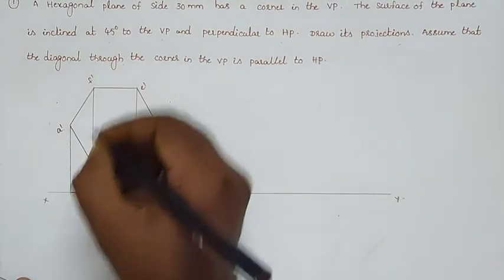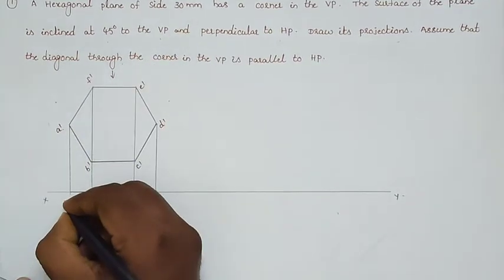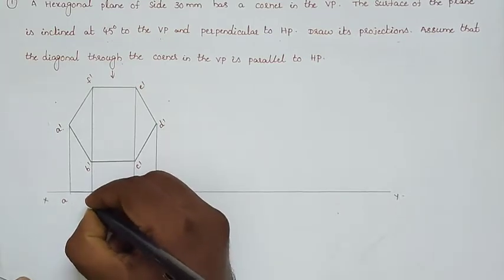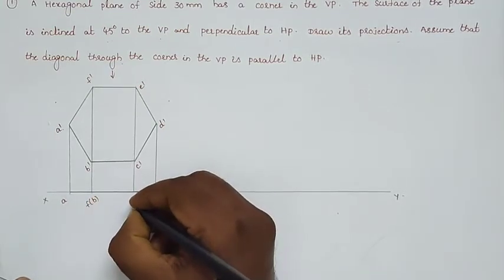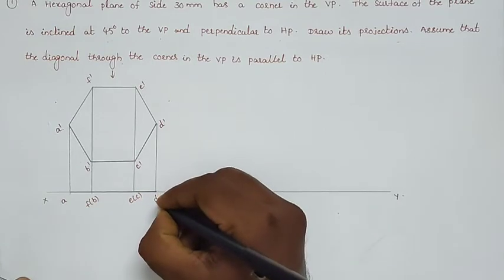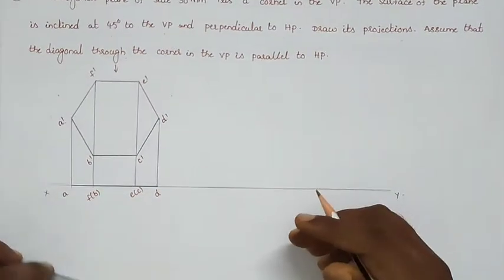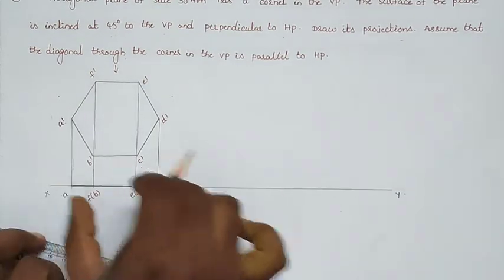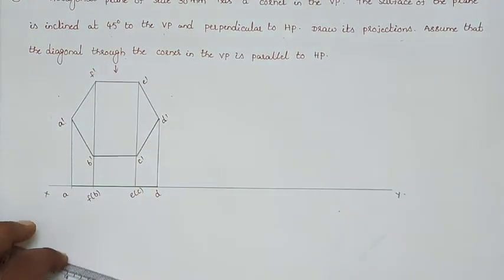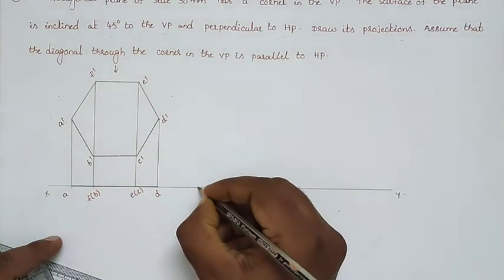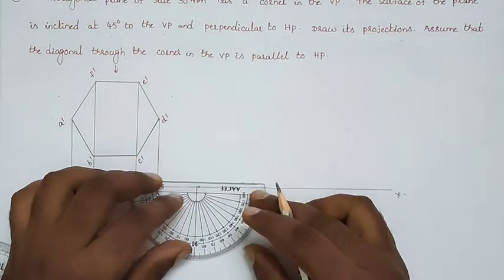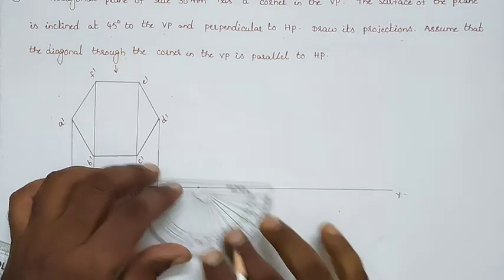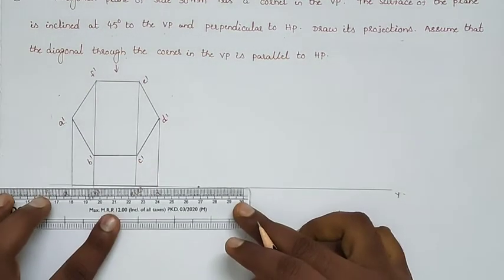Here this is the direction of the top view. A, F, E, D are visible and B, C are not visible. Now measure the top view length and tilt this top view at an angle of 45 degrees with respect to the VP. This is the second position, the surface inclination position, where the surface is inclined 45 degrees. You can redraw this one.